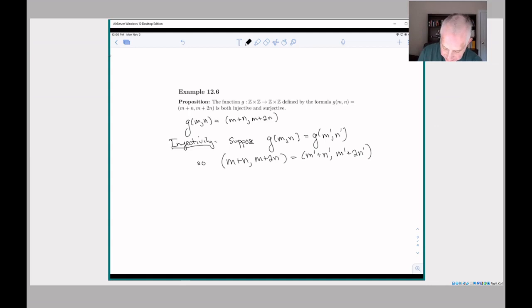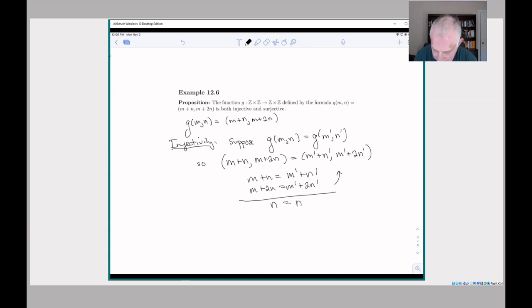And that's basically a system of two equations and two unknowns. We have m plus n equals m prime plus n prime, m plus 2n equals m prime plus 2n prime. And let's subtract the lower equation from the upper equation. The m's and the m primes cancel on both sides of this equation, and we get 2n minus n on the left-hand side and 2n prime minus n prime on the right-hand side. So we see that n equals n prime.